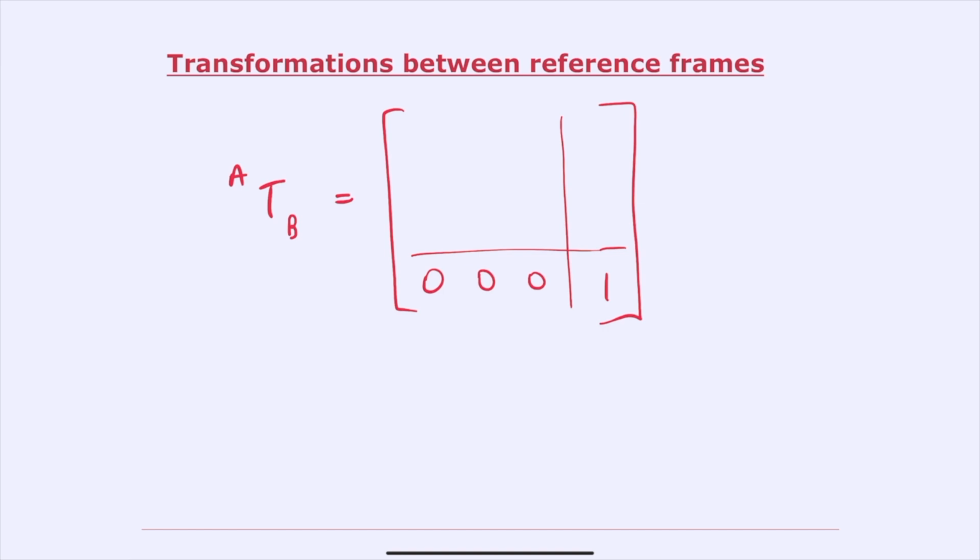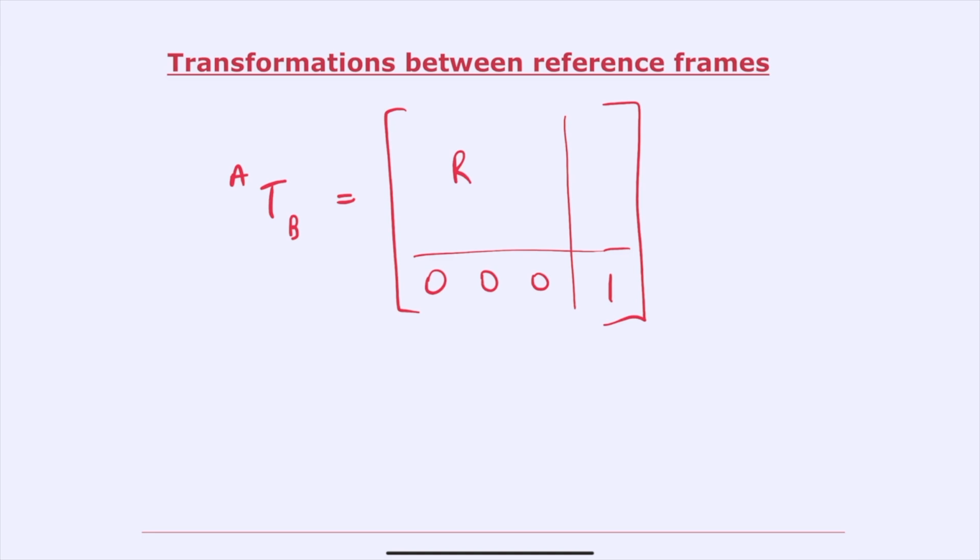In the top left corner, we have our rotation matrix, R from A to B, that describes the relative orientation of frame A and frame B. And over here in the top right corner, we have P_AOBO, or the vector from the origin of A to the origin of B, expressed in frame A. And there's our transformation matrix.